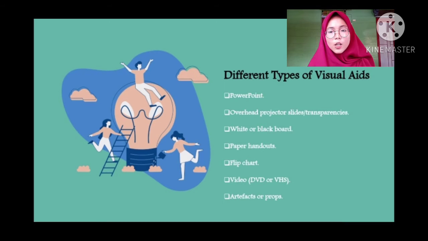The second is overhead projector slide or transparencies. This is our display on the overhead projector or OHP. We often use it in face-to-face lectures. This is used to project and enlarge your slide onto a screen or wall.